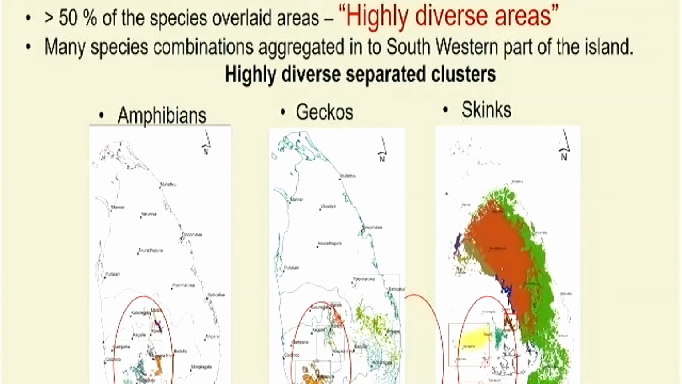Then you can identify most of the southeastern part of the area bearing high diversity, but skinks show somewhat different results because the number of threatened skink species we used is somewhat lower. So that map has some variations.